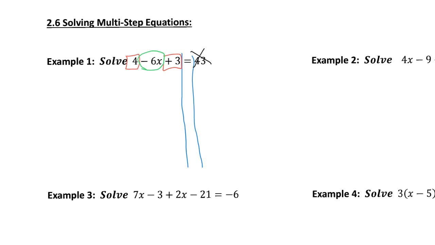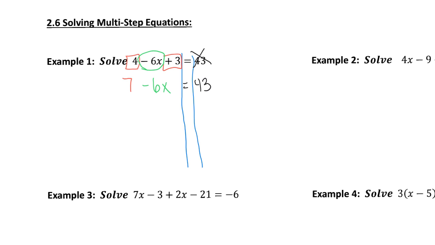So what is 4 plus 3? 4 plus 3 is 7. And then we'll bring our -6x down. It doesn't matter what order you put these in. And then we'll rewrite our equals 43.